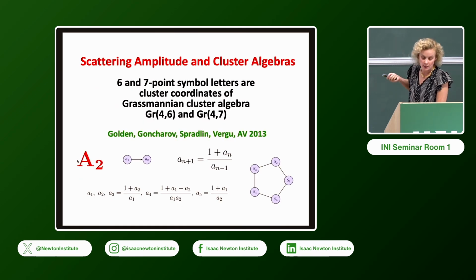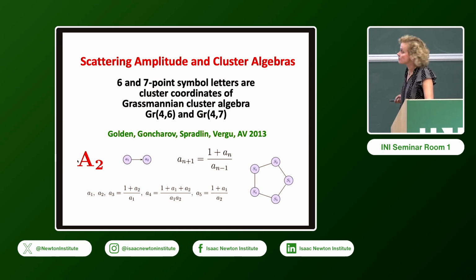So for 6 and 7 points, the simple letters that I've described before could be understood as cluster coordinates of the Grassmannian cluster algebra. If you know cluster algebras, great. If you don't, now's the time to maybe pay attention. The A2 cluster algebra can be defined as follows. You take a quiver for A2, with arrows like that. You have coordinates A1 and A2, and you define a mutation rule in this manner. If you continue on, you see that it stops, and these are the only cluster coordinates for A2.